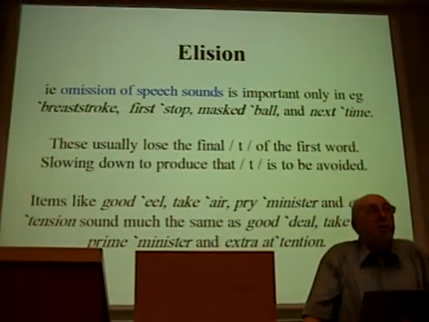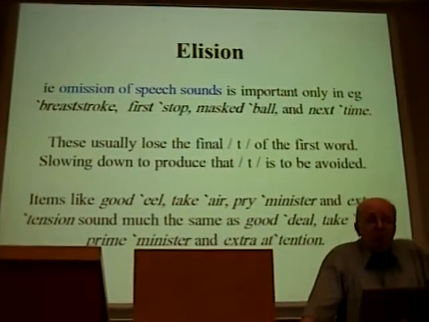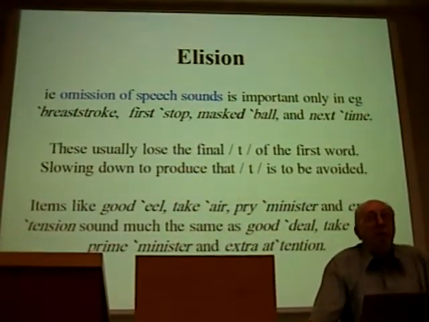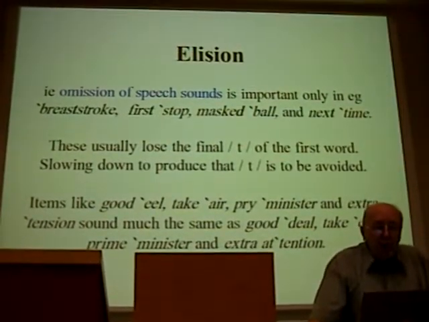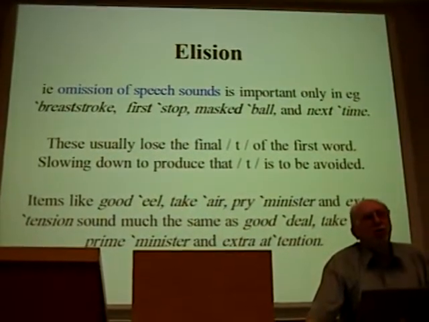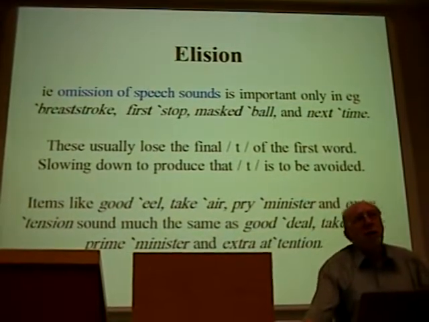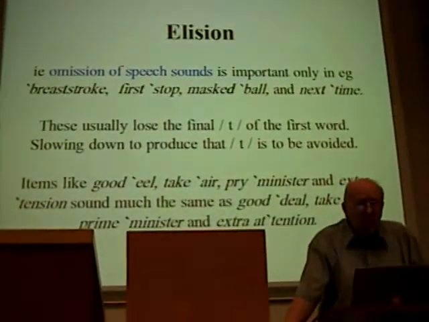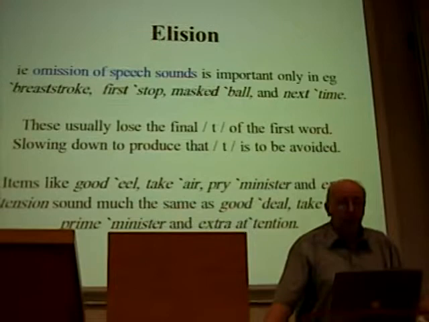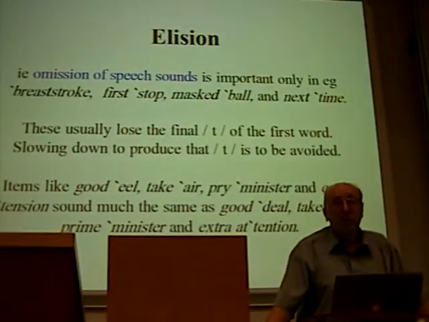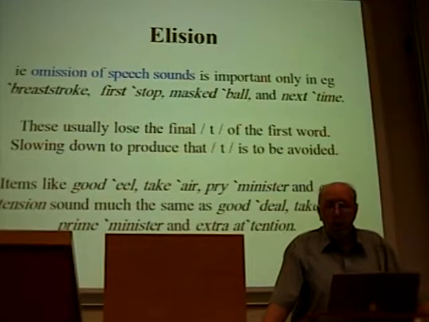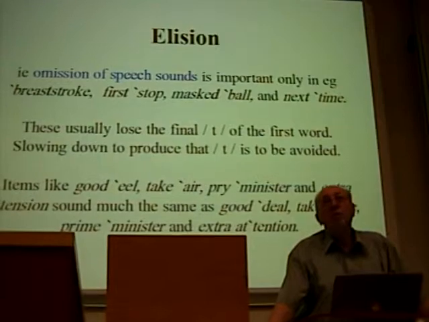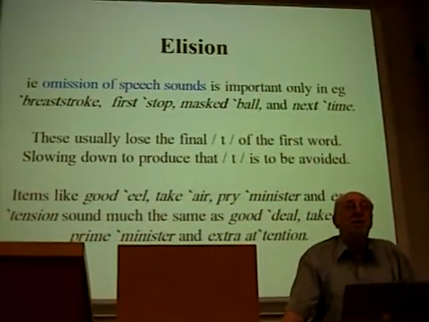Now, that's assimilation. Our second topic is elision, and very good news once again, really. Most elisions you don't have to worry about. But you'll find that there are some where there are particularly large groups of consonants, two or three consonants coming in succession that nobody finds easy to say. And of course, if you actually try to say breast stroke, or first stop, or masked ball, or next time, you sound ridiculous. You're being over careful, and you may even be mistaken for intending to say something different.